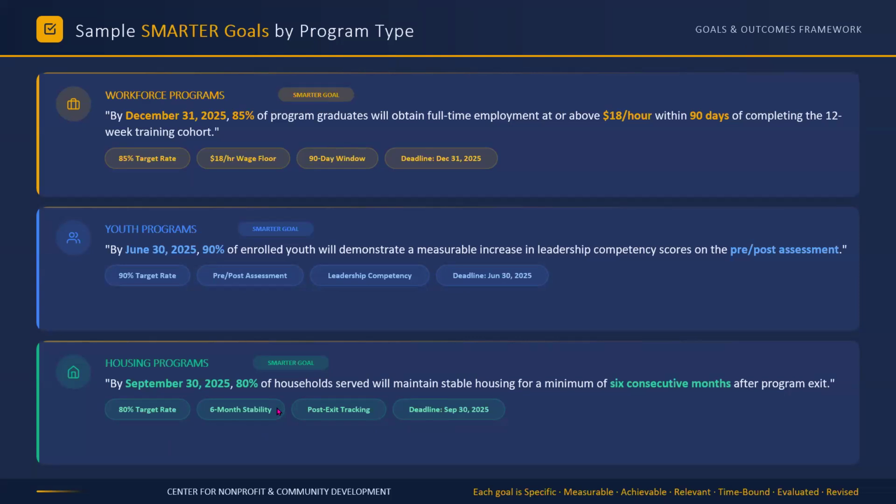Okay, so as you can see, this is a really thought out program goal. They break down everything you need to know. How many are planning to make it? When are they going to make it? What is going to come out of that? These people are making $18 an hour, whereas most people are only making the bare minimum wage. And they're going to be able to do it in 90 days.